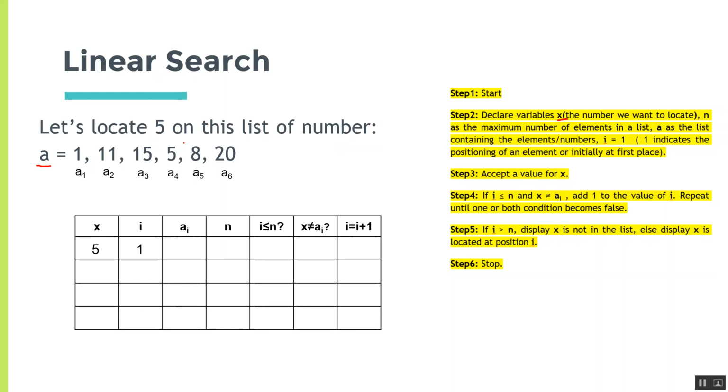Now, what is a sub i? If we plug in the value of 1 to our i, that's 1. And then what is n? That is the number of elements in our list, which is 6. Now, we have to check two conditions here: i is less than or equal to n, and x is not equal to a sub i. Okay? So you will know more why we have to check on this.